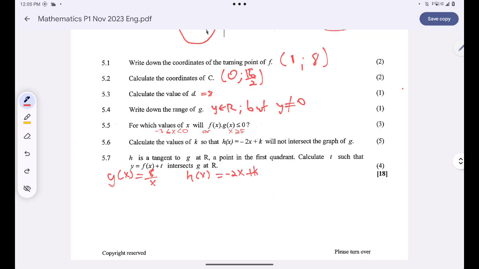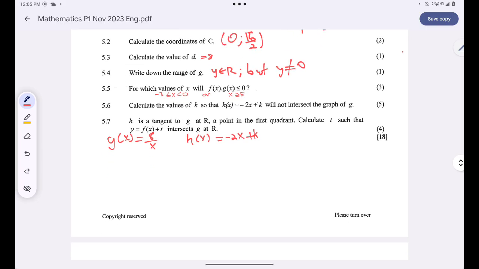For these graphs not to intersect, we can simply find the intersection of the graphs and make delta for the intersection to be less than 0. This question just takes you back to the nature of roots, right, guys? Make sure that you still remember that. Just find the equation for the intersection and then make delta for the intersection to be less than 0, then solve for k. How do we find the intersection? By saying g of x is equal to h of x, right?